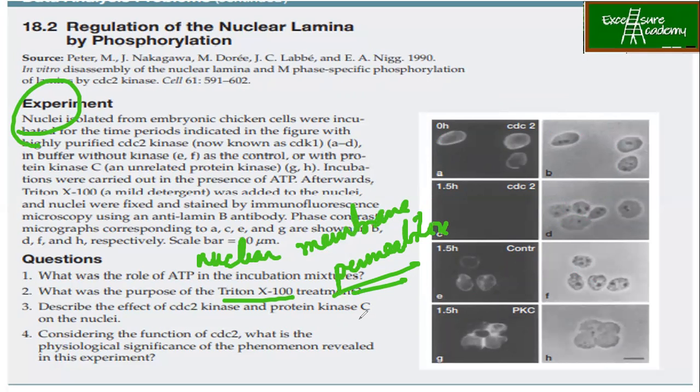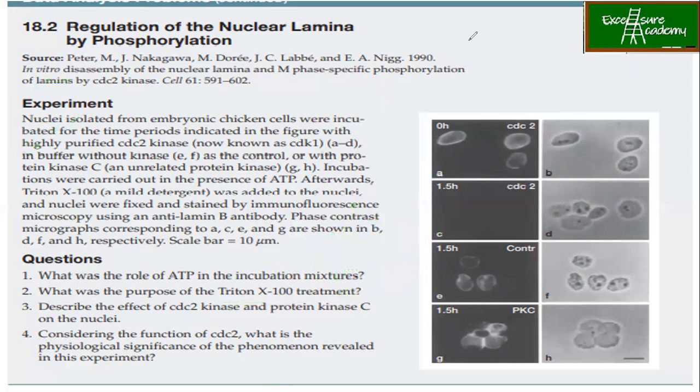So it will allow the antibodies, which are used to detect the lamin B proteins, to penetrate the nuclei of the cells. And that's why you need mild detergent in order to loosen the permeability of the nuclear membrane. So I hope this was clear. It's very simple. Okay, moving on to the next question.